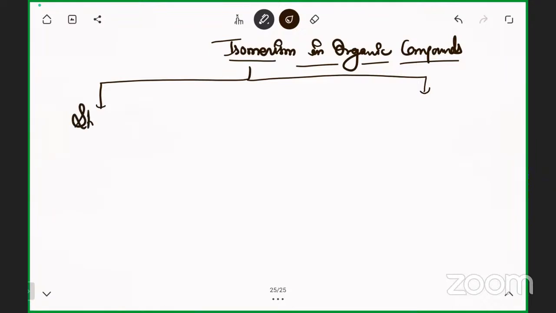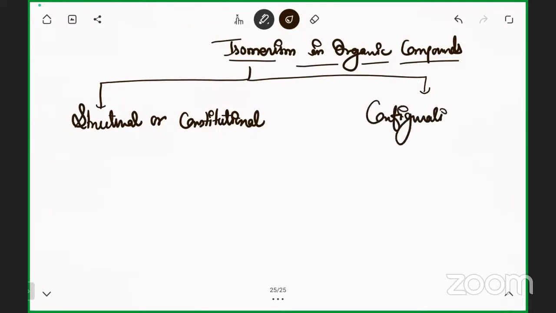First one is structural isomerism, also known as constitutional isomerism. Second category is configurational, or you can say stereoisomerism. Compounds having the same molecular formula but different arrangement of atoms, that is called structural isomerism. Compounds having the same molecular formula but a difference in three-dimensional structure, that is called configurational or stereoisomerism.